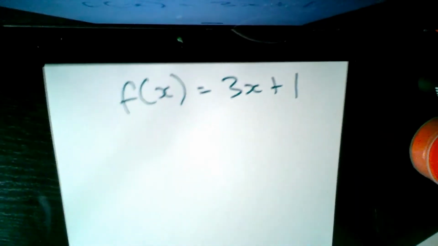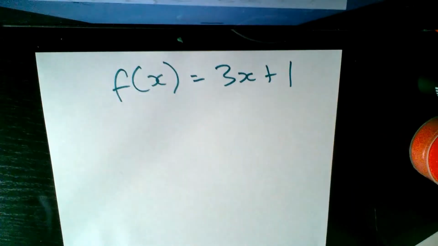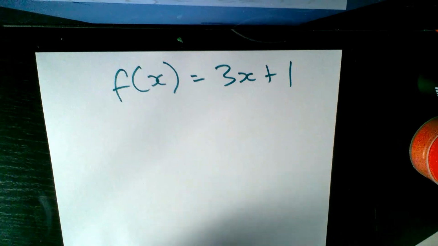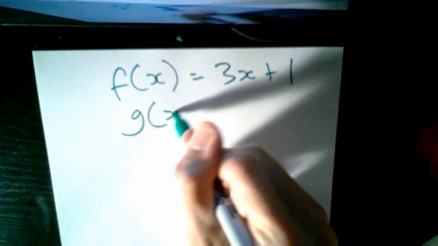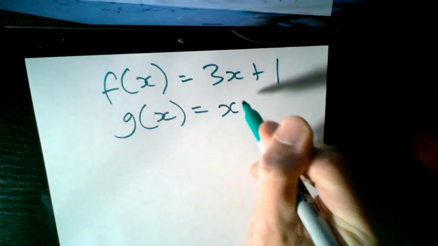Now we have two-step functions, composite functions. So in these type of questions, you have two separate functions. Okay, so let's say we have the first function, which is f of x equals 3x plus 1. And then we have the second function, which is like completely independent from the first one. It has nothing to do with it. So g of x equals x squared.